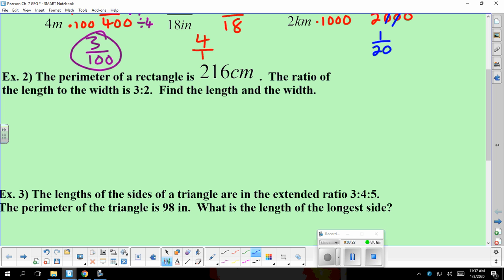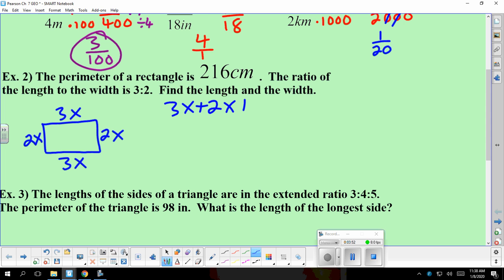We did problems such as these in the first semester where we're dealing with supplementary and complementary angles. So if I had a rectangle, my length is 3x and the width is 2x. What I'm going to do is, I have the perimeter, so I'm going to add all of those up and set it equal to that perimeter. Perimeter is just the distance around.